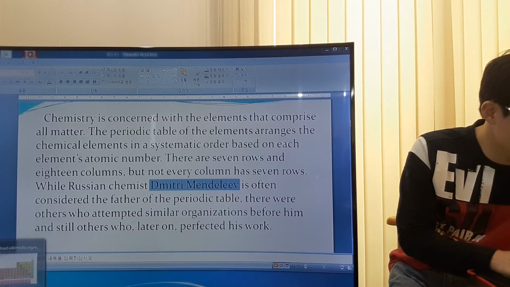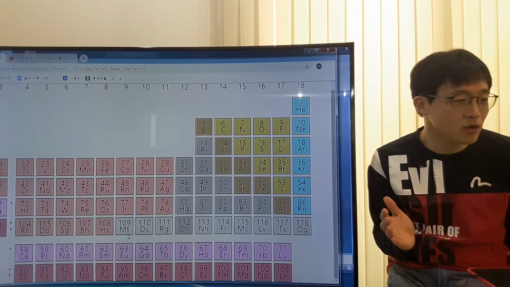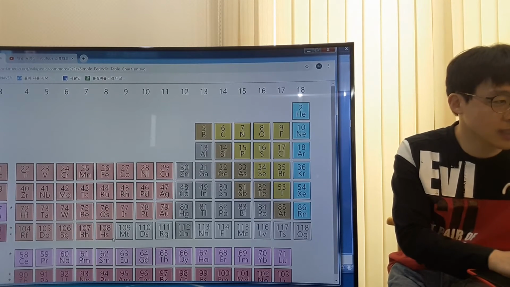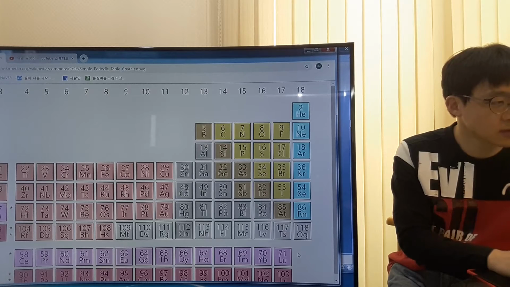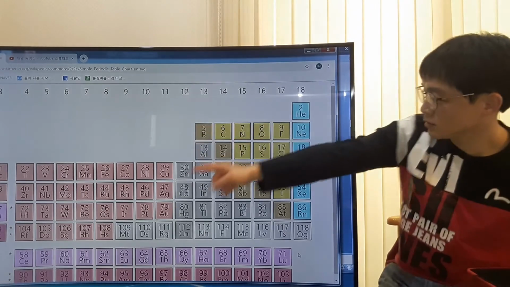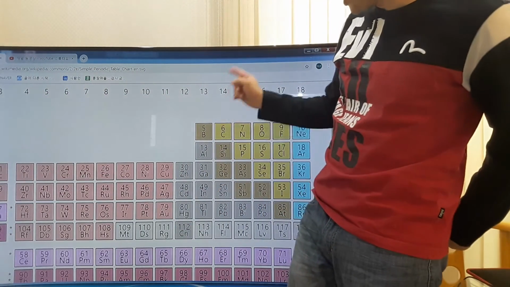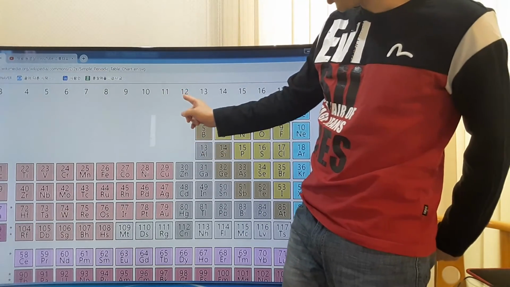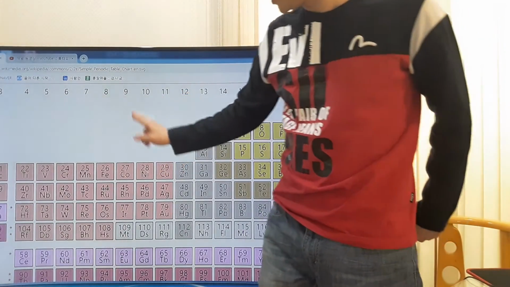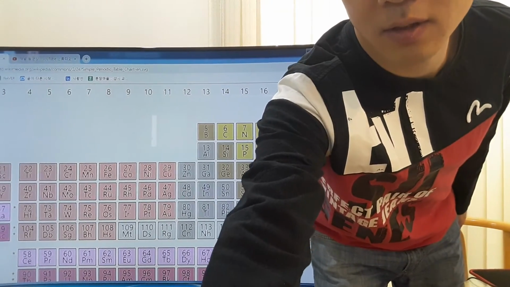So let me show you the table first. This is the periodic table of elements. Oh my goodness. So it has what? 7 rows and 18 columns. 7 rows, okay? And 18 columns. But not every column has 7 rows. That means like 12 it misses. 11 it misses. That's what it means. Do you understand that? Can you see the whole column?